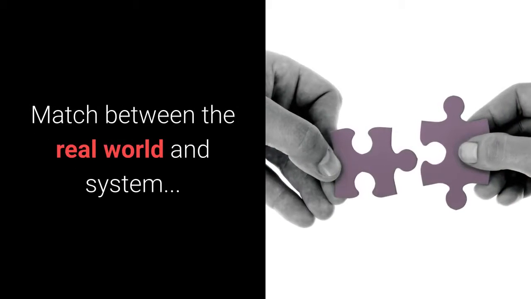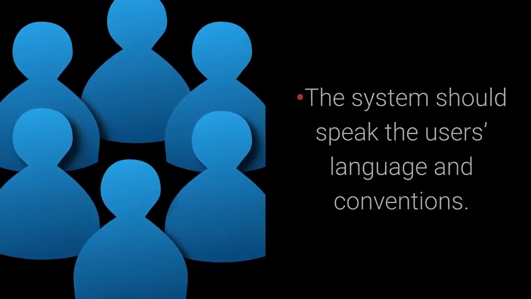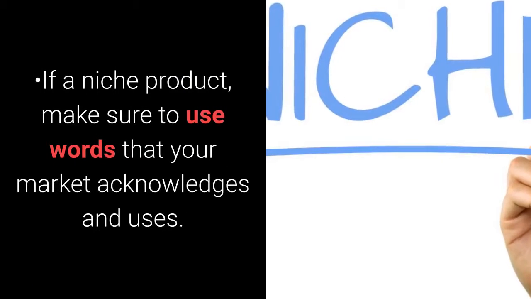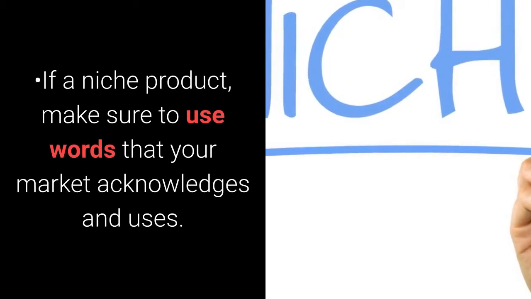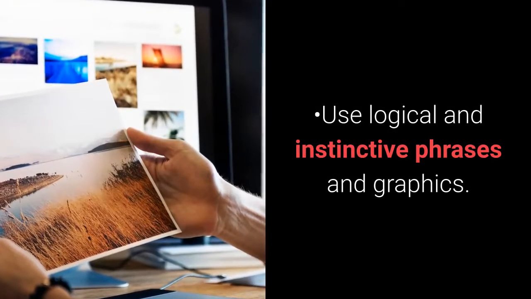Match between the real world and system. The system should speak the user's language and conventions. Example, envelope icons to denote email. If a niche product, make sure to use words that your market acknowledges and uses. Use logical and instinctive phrases and graphics.